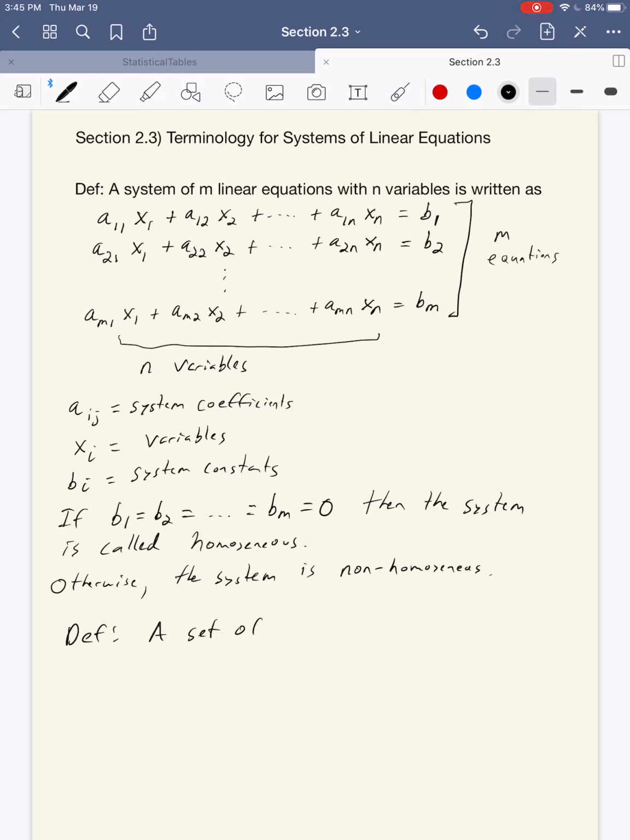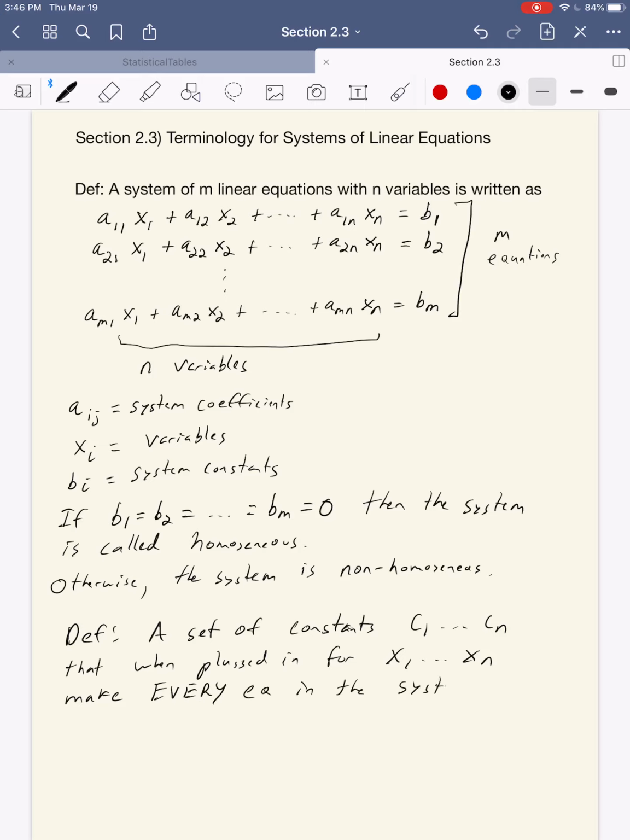A set of constants, C1 down to Cn, that when plugged in for x1 through xn, make every equation in the system true, is called a solution.